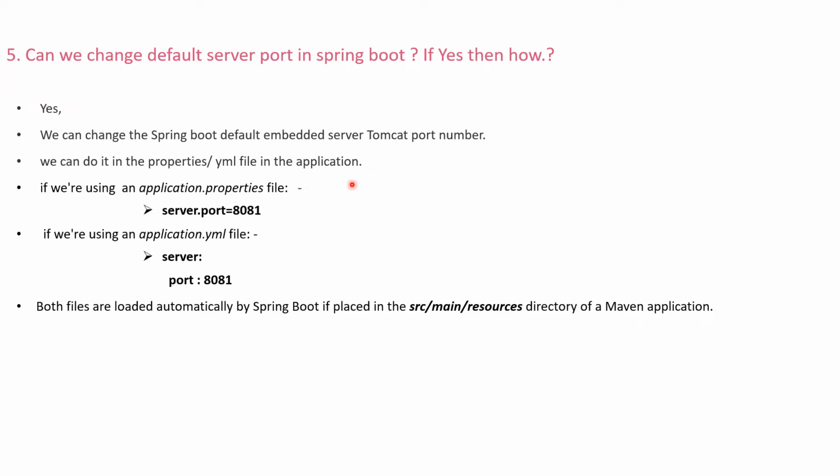So why do we have to change this port number? This is also a question we can raise, right? For different environments, if you want to deploy on different ports, for example dev we are using 8080, and for QA we want another port number. In such cases this will be important. So this is also one of the important questions in the Spring Boot related embedded server questions.